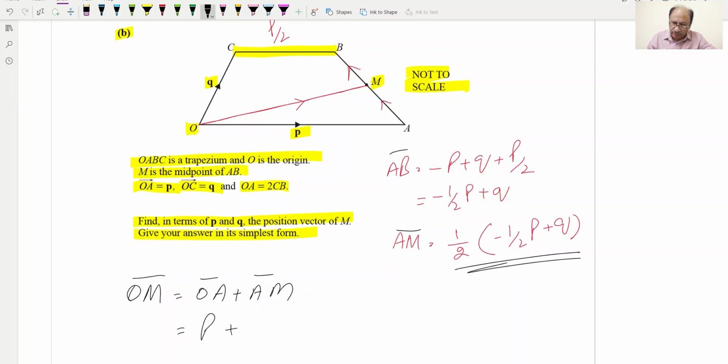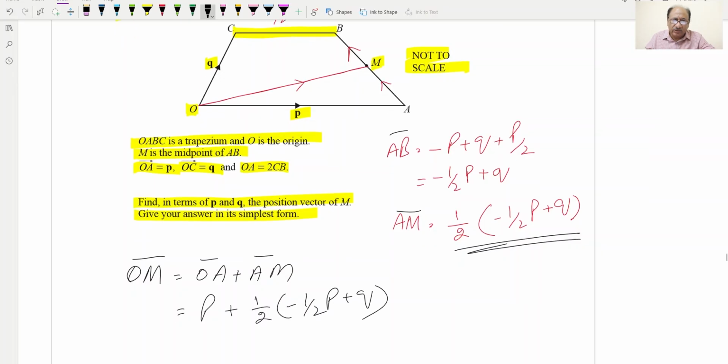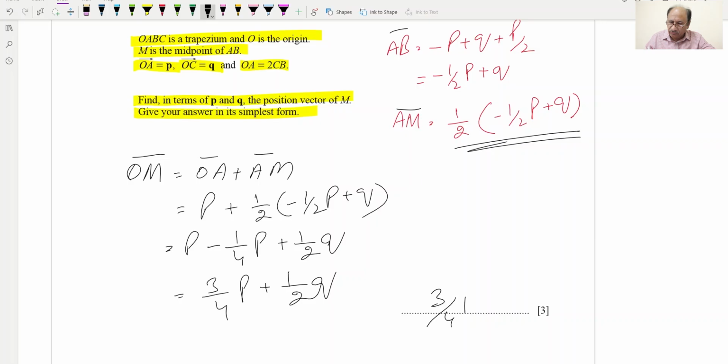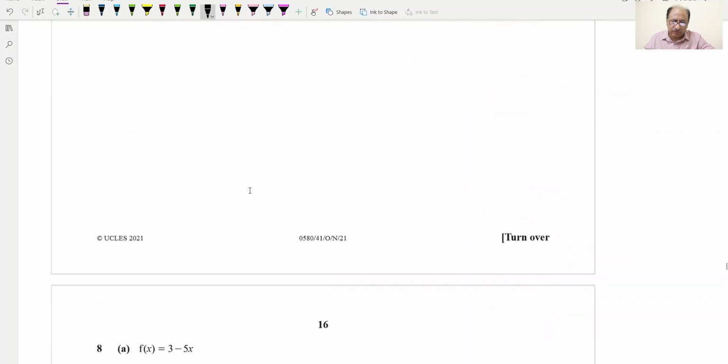So we'll write 1 by 2 into minus 1 by 2 P plus Q, and now we can simplify. This will be P minus 1 by 4 P plus 1 by 2 Q, and this will be 3 by 4 P plus 1 by 2 Q. 3 marks, very easy straightforward question, which we are done.